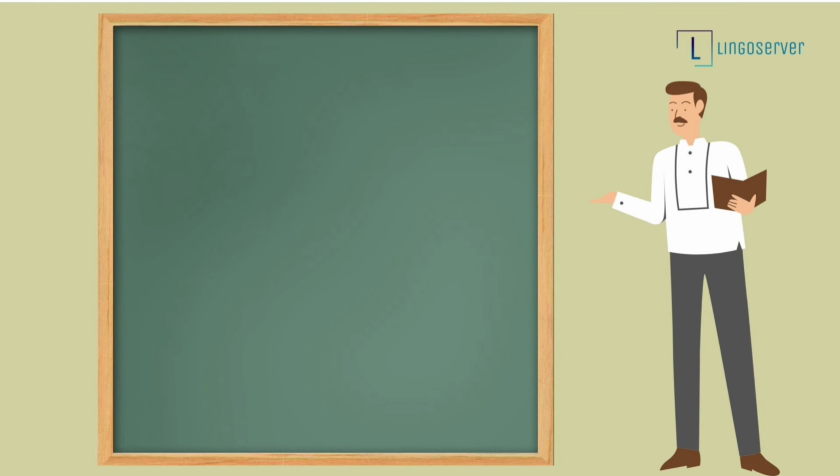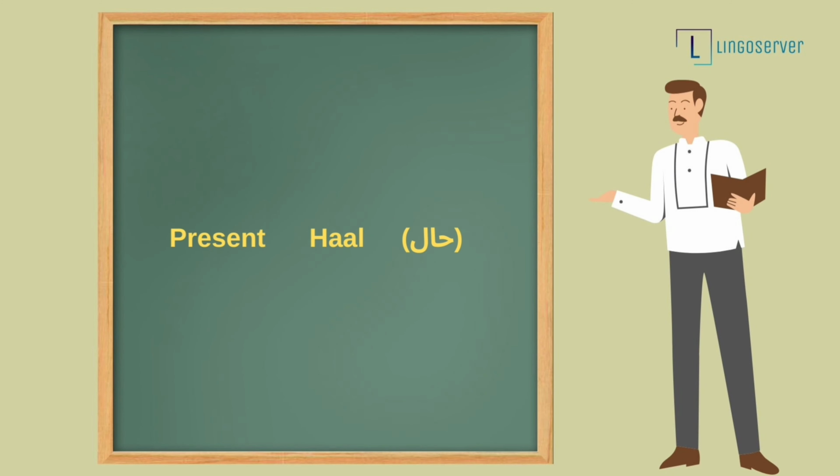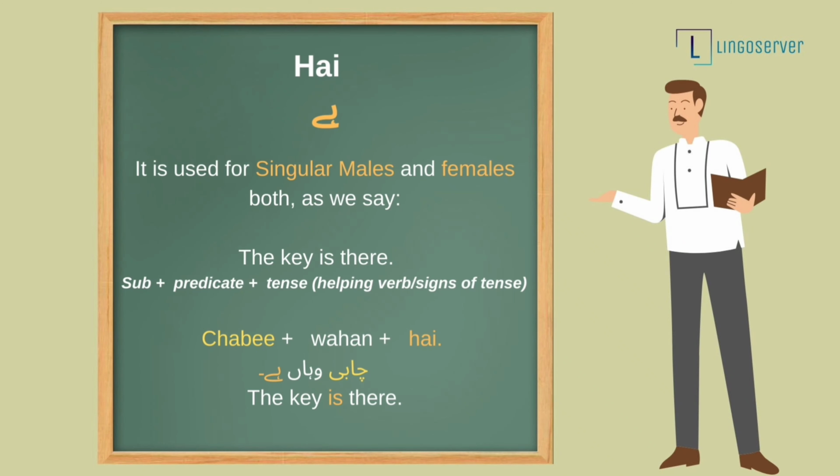Now we are going to learn about the sign or helping verbs of present tense, I mean hal. In the previous lesson, we learned that there are kinds of helping verbs or signs used for hal, and they are hai, hu, and ho. And now we'll learn how to use these helping verbs or signs in Urdu language. So the first helping verb of the hal is hai. Hai is used for singular male and female both.